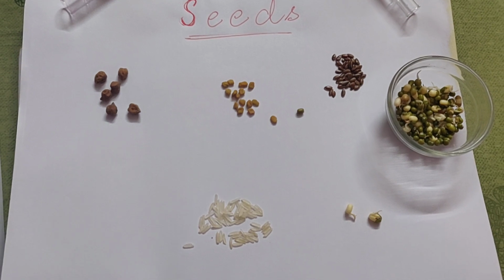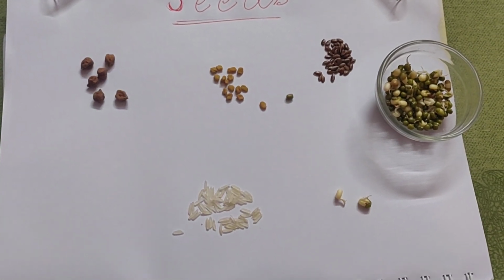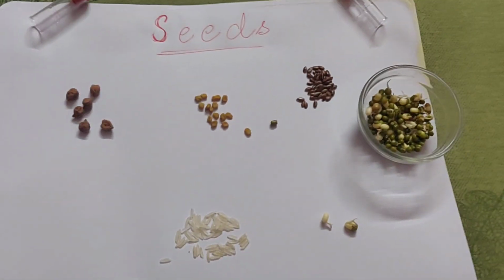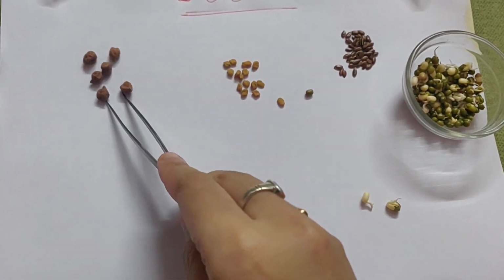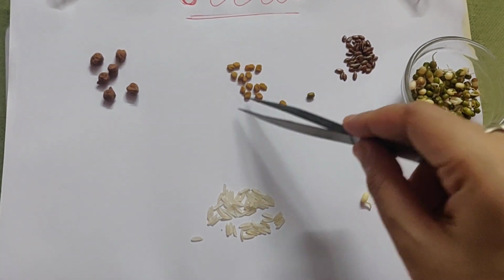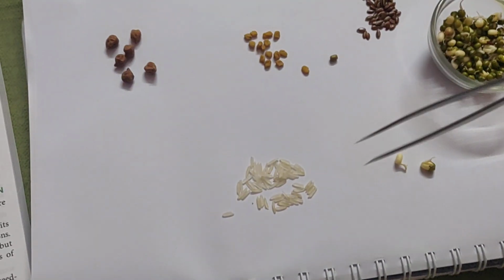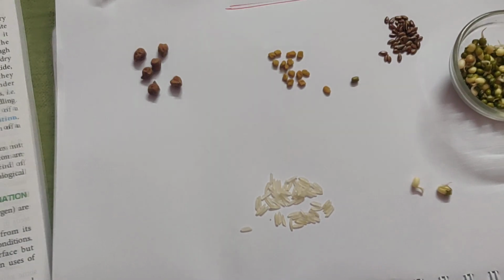As you can see, I have collected a few seeds for you. So the first one, this one, these are gram seeds. These are fenugreek. These are flax seeds. Here I have some green bean seeds, and this is rice grain.